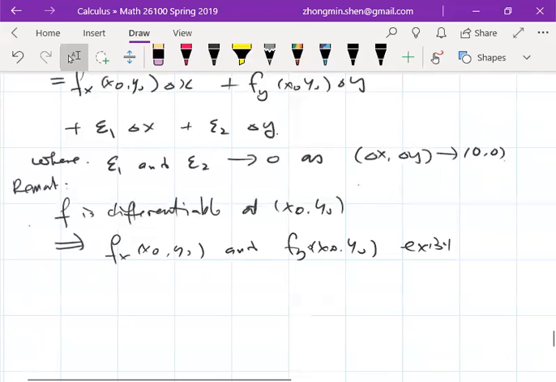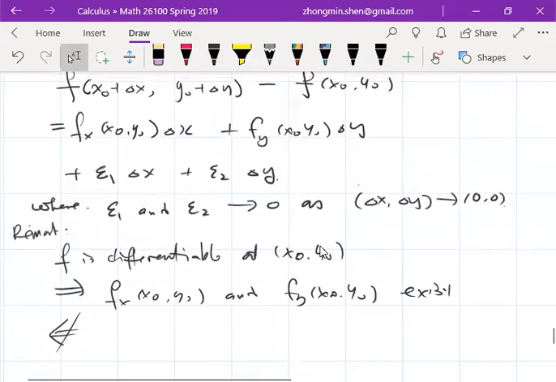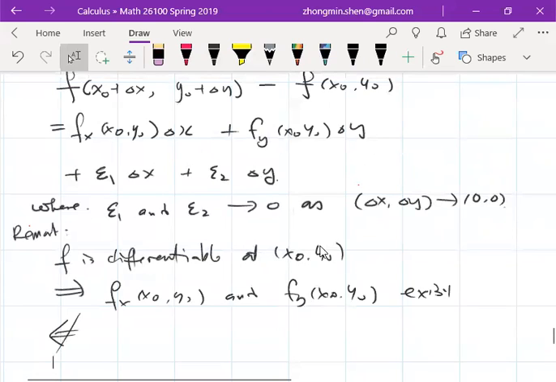But that does not mean the converse is true. Okay, the converse is not true. That the partial derivatives exist does not mean the function is differentiable, because differentiable means you have to have this kind of equation.